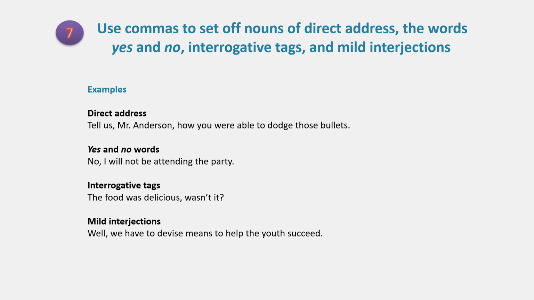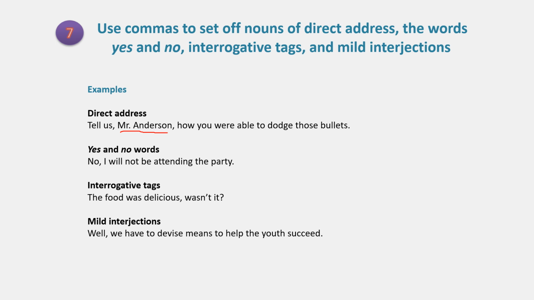So the noun here is Mr. Anderson. So you put a comma before and after the noun. Then let's go to the next one. Yes and no words. So let's look at this example. No, I will not be attending the party. We can also look at another example. Yes, I agree to do what you say. So always put a comma after yes and no words.